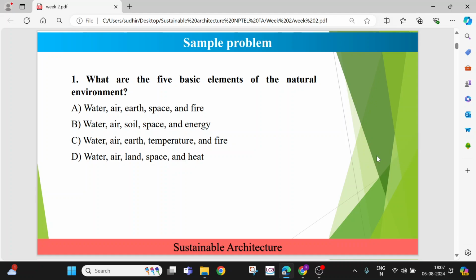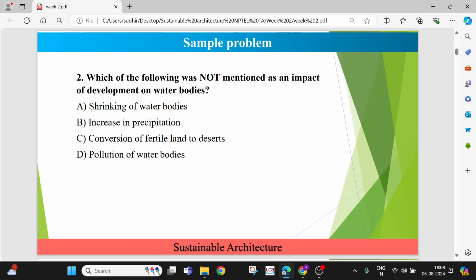So what will be the right answer for the first question? Let me check. So Elena, Aditi, Disha have given the answer. For the first question, A is the right answer. And as we all know, the natural environment is divided into five basic elements as mentioned in option one. So based on that, we can move to the next question. Question number two. Which of the following was not mentioned as an impact of development on water bodies?